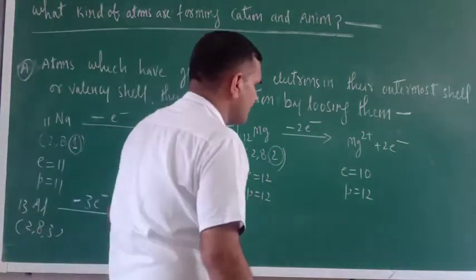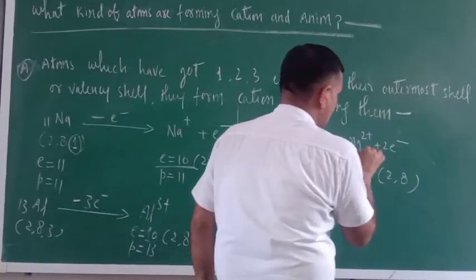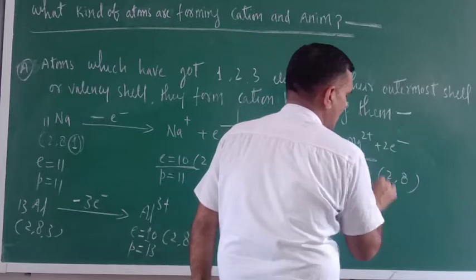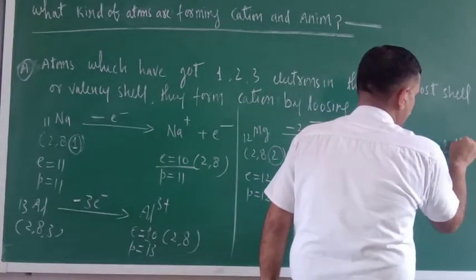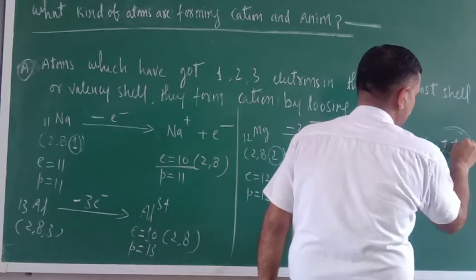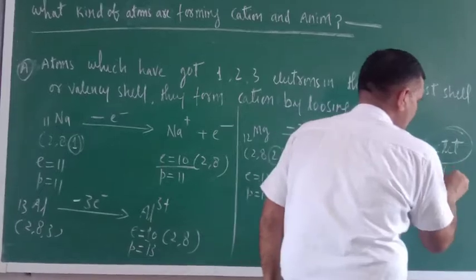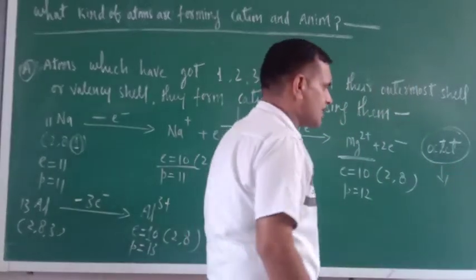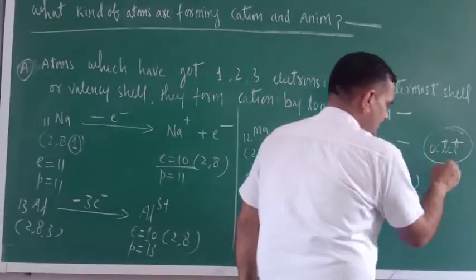What about this one? Magnesium here, this is 2 and 8. Here also Mg2+ has acquired the octet. It has also acquired the octet. Okay, any problem here? Octet means to have 8 electrons in their outermost shell, then only they will be stable.